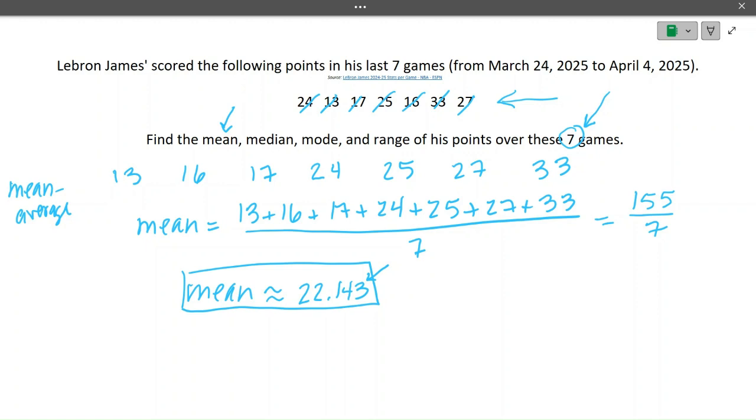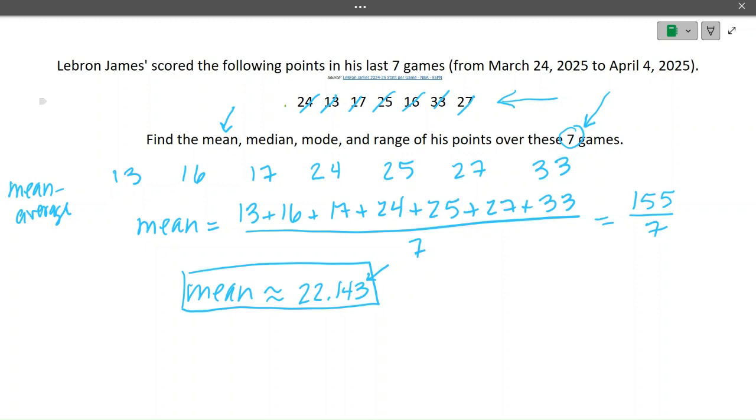What this means is that on average, within these 7 games only, LeBron scored an average of 22.143 points. Now, if you're a basketball player, you know that you can only score 1, 2, or 3 points. So this is one of the areas of math where we just have to know that it's an average and you couldn't actually score 22.143 points. So this is one of the limitations of measures of central tendency.